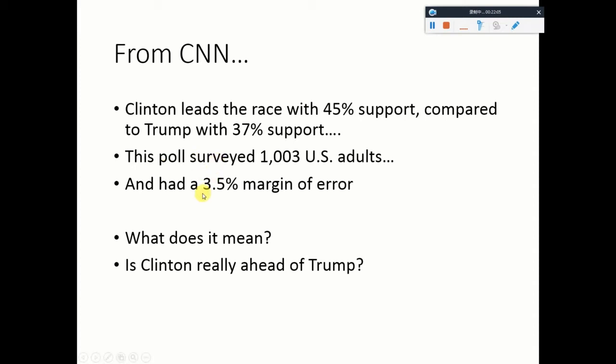But then later on we'll see, this 3.5% margin of error, despite sounding like it has some kind of negative connotation because it says error, is actually a very important piece of information that will allow us to make more concrete and accurate statistical inferences. Okay, so that's why statistics are very useful. It tells us how the presidential race is going.